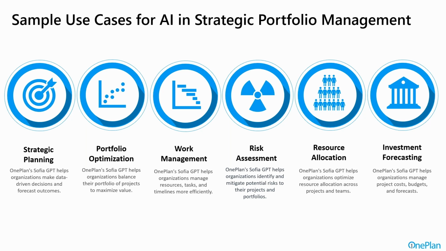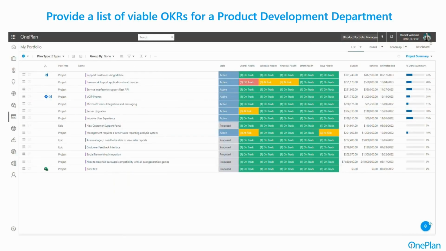It can help us with strategic planning, portfolio optimization, work management and risk assessment. It can help us with resource allocation, investment forecasting, and other things today, but these are some of the primary ones that we see people using today. And I'll just give you an example real quick.